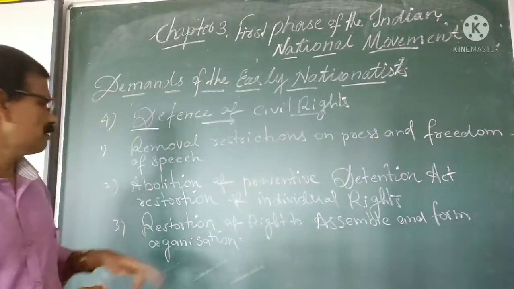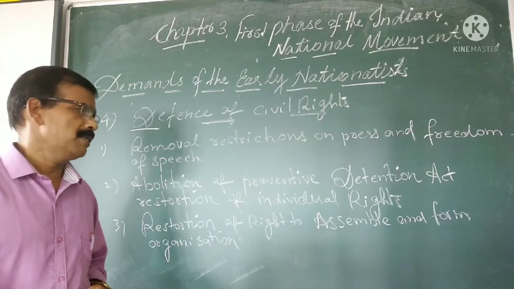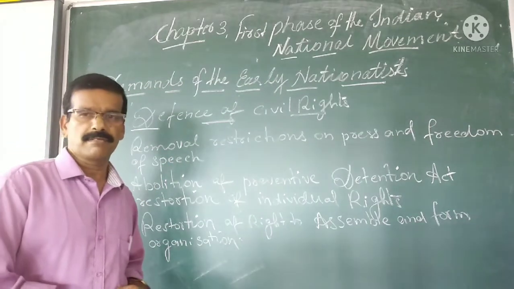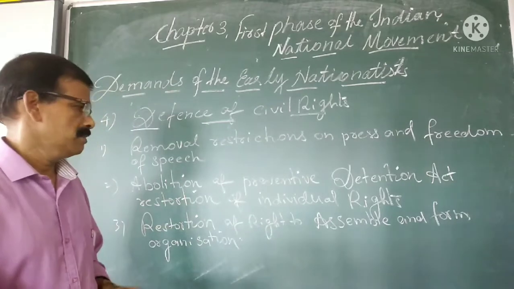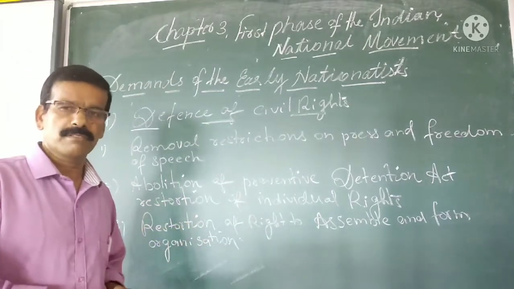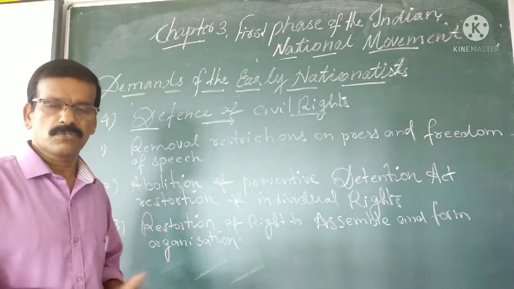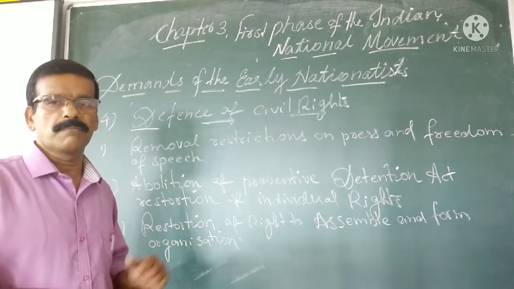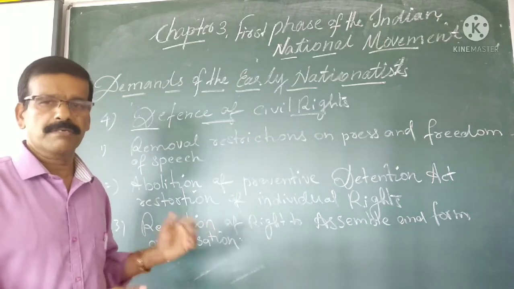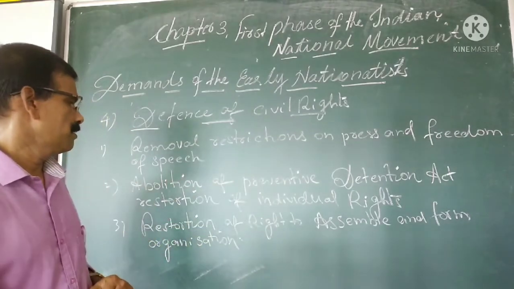And the second demand is the abolition of the Preventive Detention Act. According to this act, the government has the right to arrest and imprison any person without any reason. So, that should be dropped. So, this is another demand of the early nationalists.